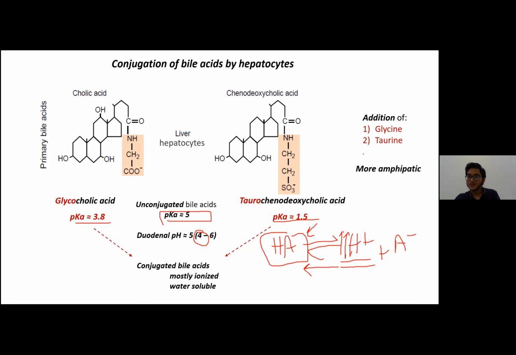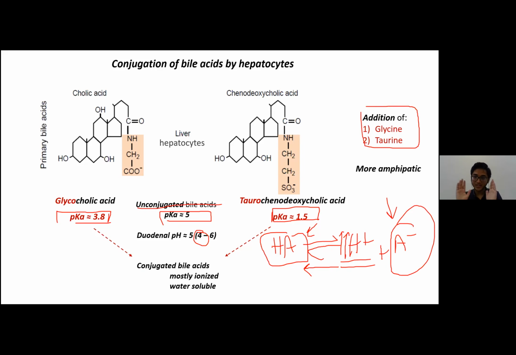So what you do is you conjugate, or you add, glycine and taurine to cholic acid and chenodeoxycholic acid to basically decrease their pKa. Now, if pKa is decreased, then that means that there will be more of this form, of the ionized form. Now that it's ionized, it's charged, it's more water soluble, which is good. So unconjugated bile acids are in the unionized form in the bile.